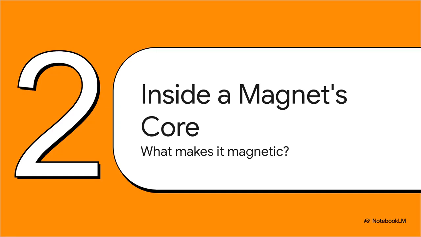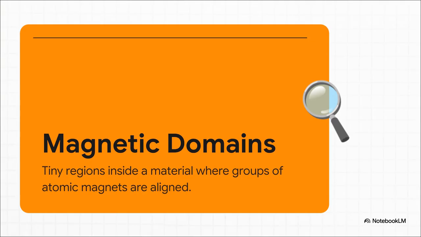All right, so we figured out the rules on the outside. Now let's zoom in, way, way in, to understand what's actually happening on the inside of a material that gives it these incredible powers. The secret, it turns out, is something called magnetic domains. The easiest way to think about this is that every single atom is like a teeny tiny little magnet. And in magnetic materials, these atomic magnets like to team up in these little neighborhoods we call domains.